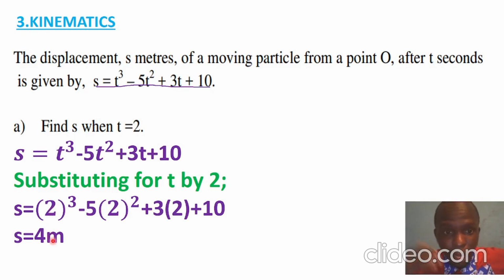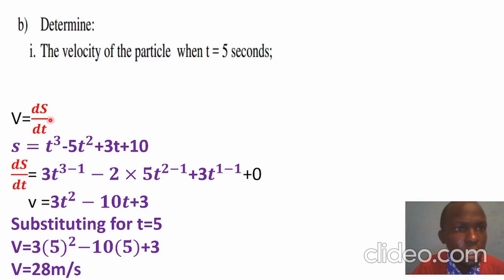For those who really do like physics, maybe I can try to give you a little bit of insight. Get to know that displacement is a vector quantity, and displacement is distance, but in a defined direction. So s is displacement, and the units are in meters, 4 meters. Now, let us go to the next part of this particular question. That is, determine the velocity of the particle when t is equal to 5 seconds.